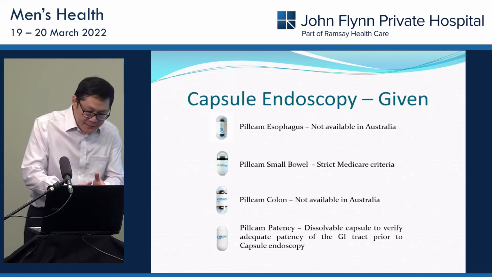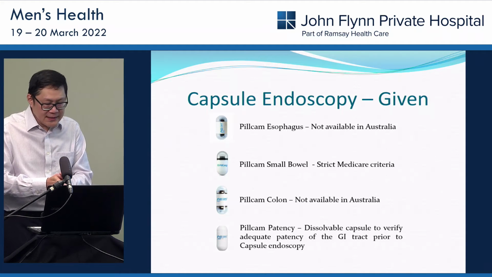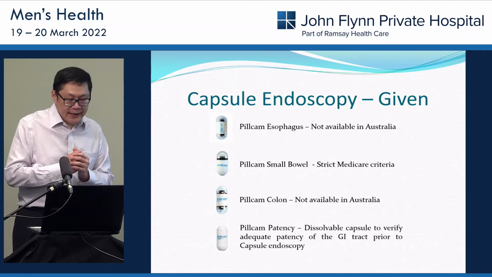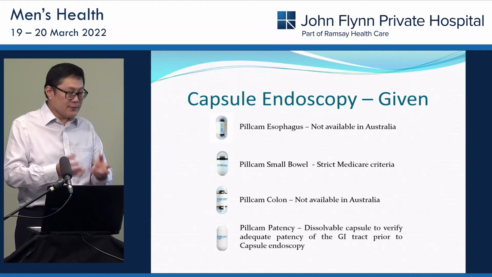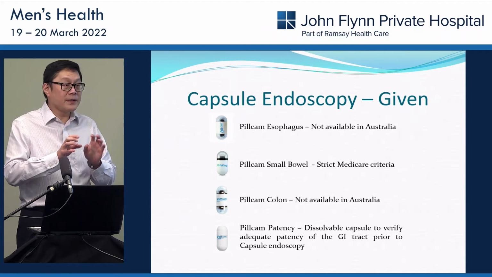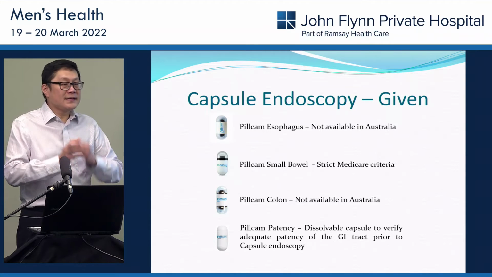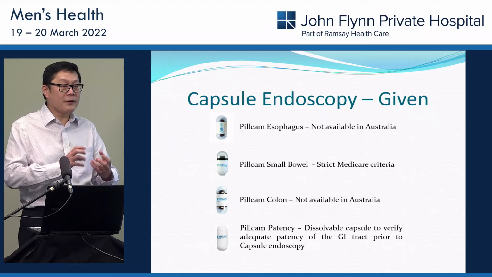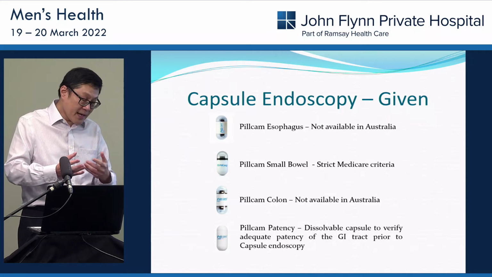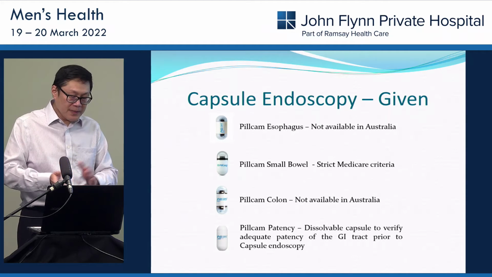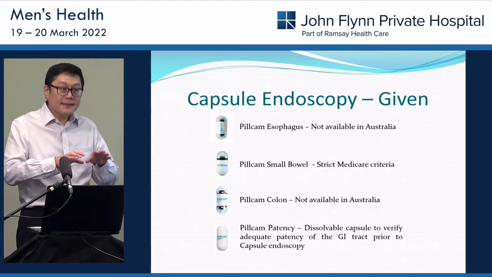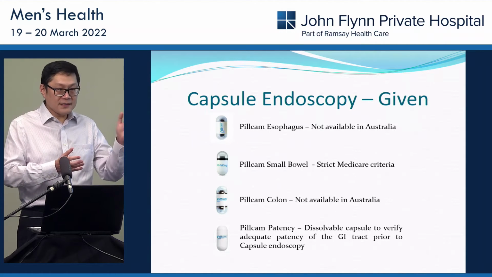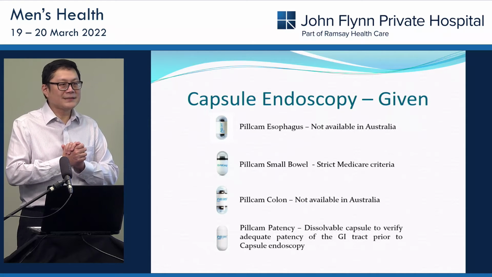So the last capsule there is the PillCam patency. This is a dissolvable capsule, and it's radio opaque, so you can see it on X-ray. We would use this to test if the real PillCam will pass through the small bowel. These are in situations where we suspect a patient might have a stricture or a narrowing that may cause an obstruction. So we basically administer this as a test, and if it does get stuck, we just wait 72 hours as it will dissolve and the obstruction will pass.